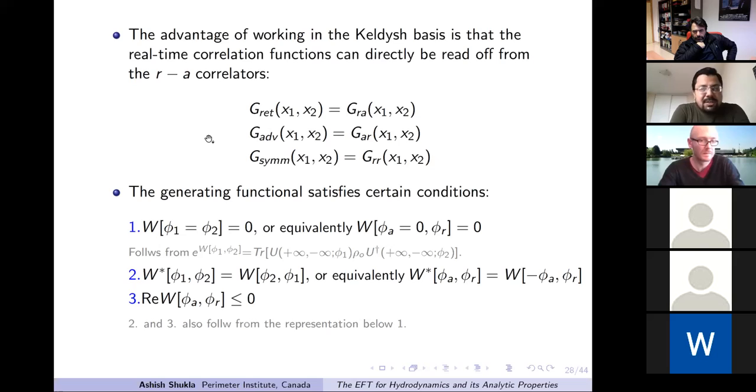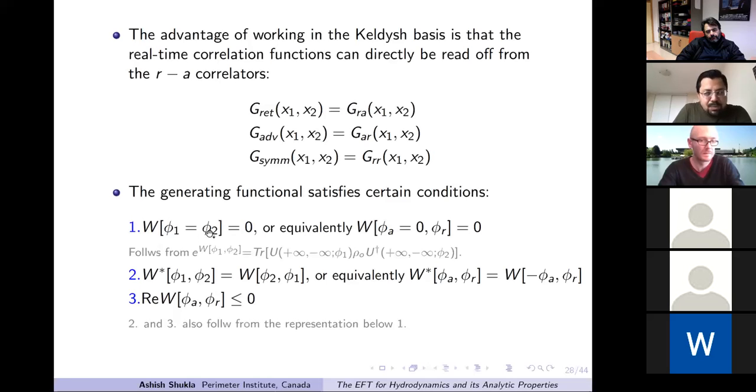Now, to construct this generating functional, we have to keep certain conditions in mind that it satisfies, and I've written down 3 conditions here. The first one is that if I set my sources to be identical, so if I set phi 1 equal to phi 2, the two sources on the two legs of the contour, then my generating functional vanishes. Or equivalently, if I set the difference field phi A, which was basically phi 1 minus phi 2, to be equal to 0, then for arbitrary choices of phi R, my W is still equal to 0. Both these statements are the same, one written in the 1-2 basis, and here it's expressed in the AR or RA basis.